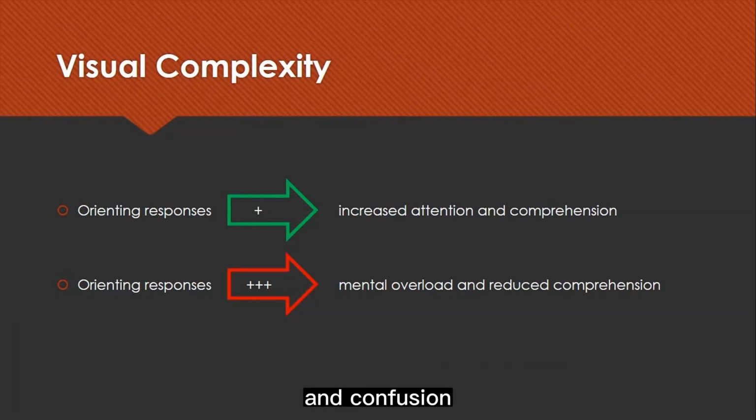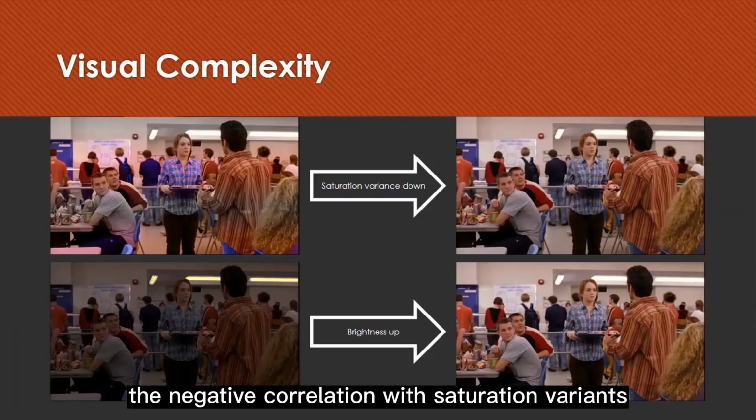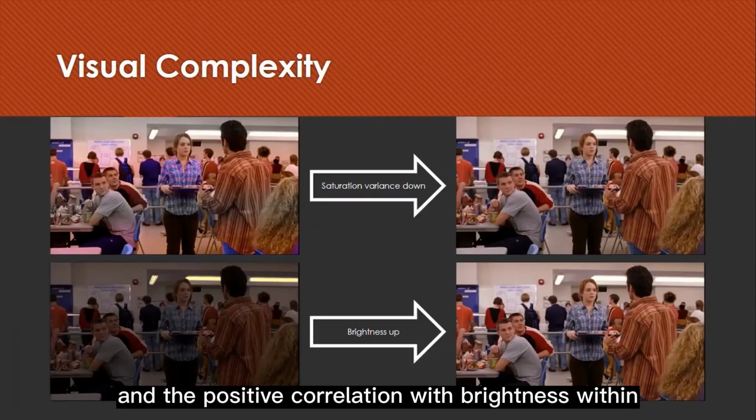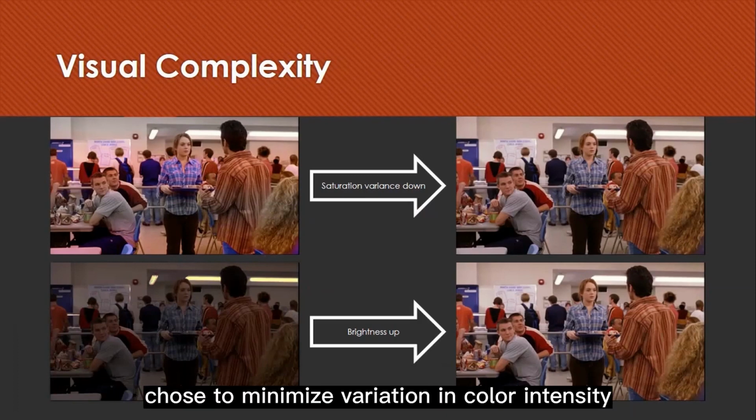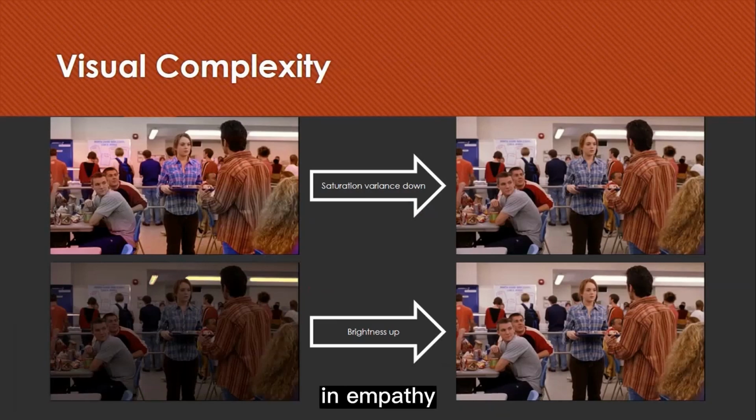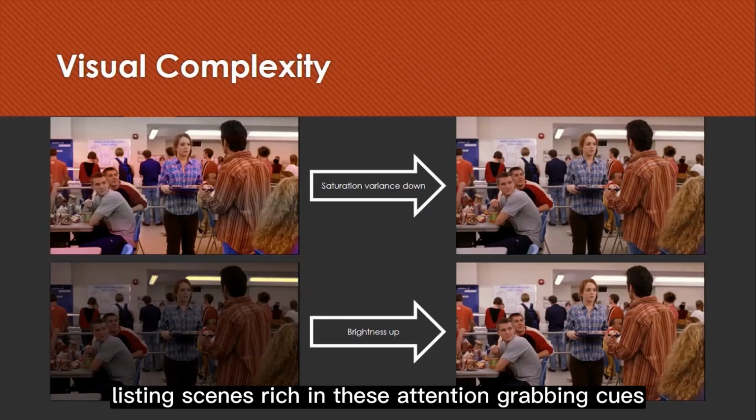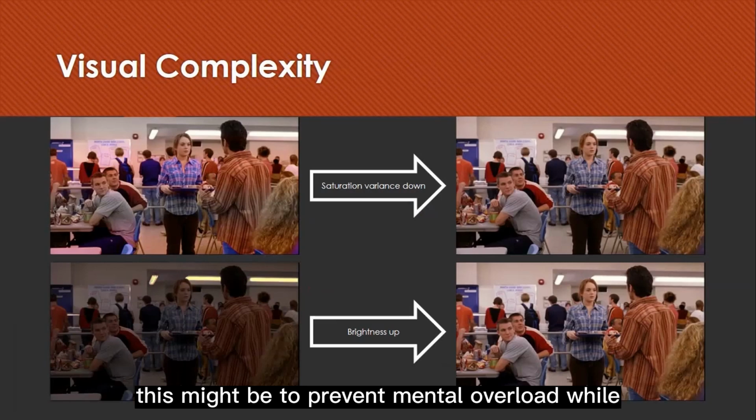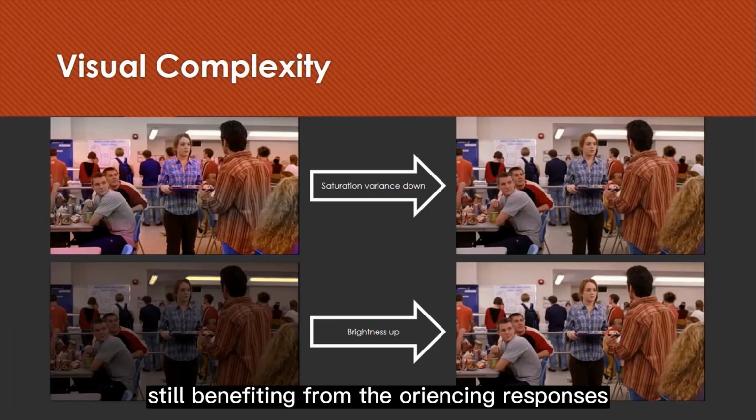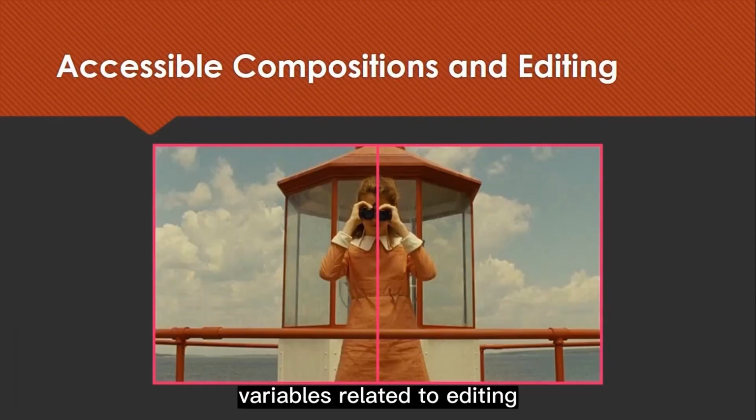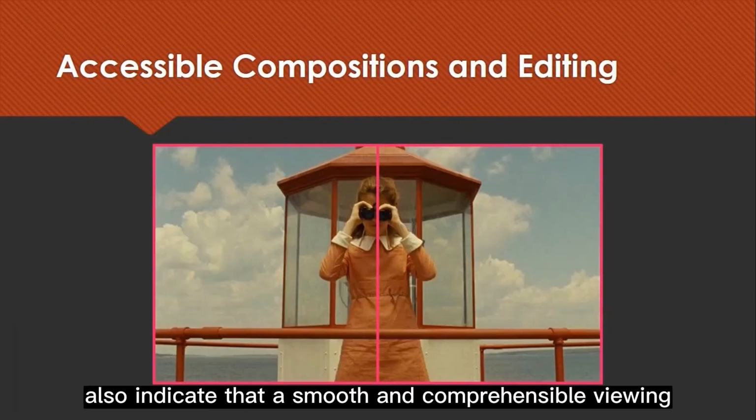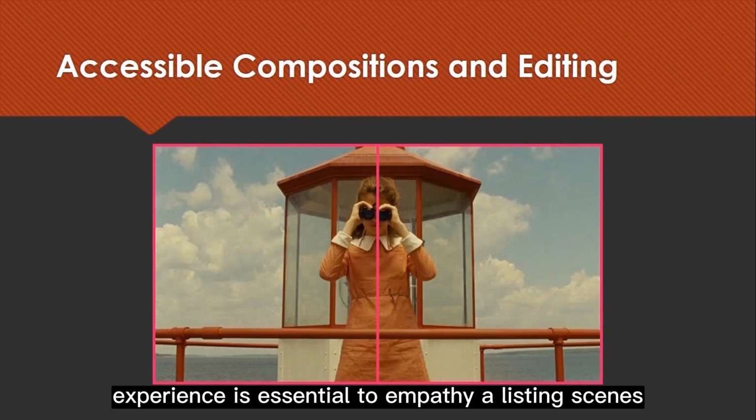mental overload and confusion. The negative correlation with saturation variance and the positive correlation with brightness within this component might indicate that filmmakers chose to minimize variation in color intensity and maximize visibility in empathy-eliciting scenes rich in these attention-grabbing cues. This might be to prevent mental overload while still benefiting from the orienting responses that follow cuts and motion. Variables related to editing also indicate that a smooth and comprehensible viewing experience is essential to empathy-eliciting scenes.